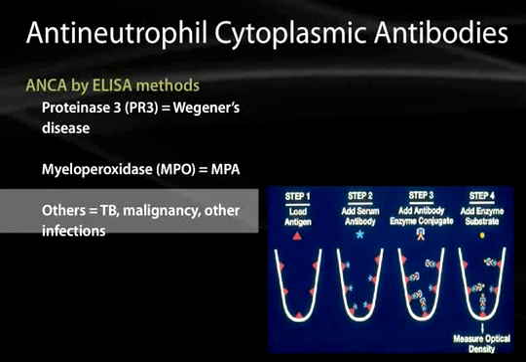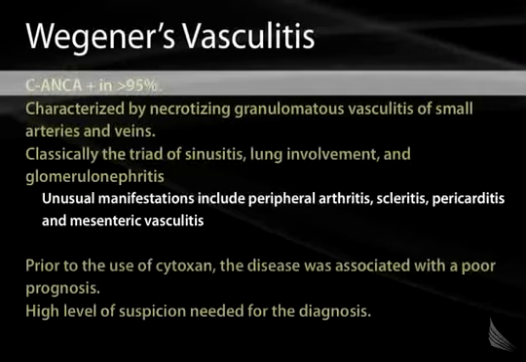C-ANCA and some of the other immune complex diseases can be seen in malignancies or other types of infections, and granulomatous diseases such as infection with Mycobacterium tuberculosis. C-ANCA is going to be positive in 95% of patients with Wegener's vasculitis.